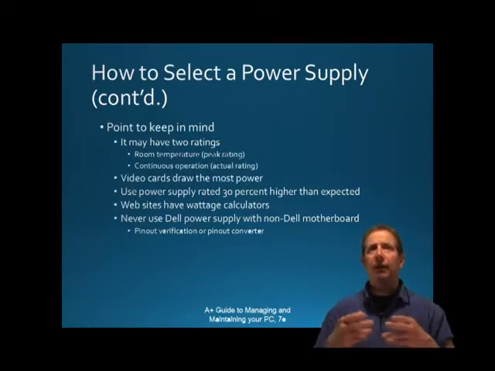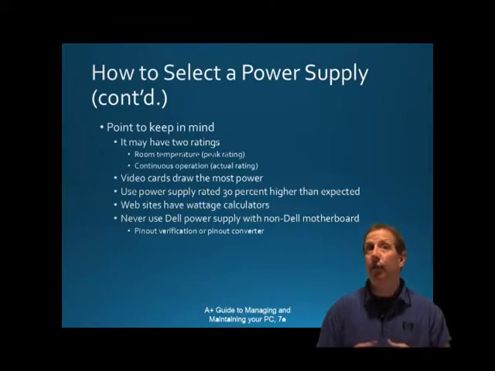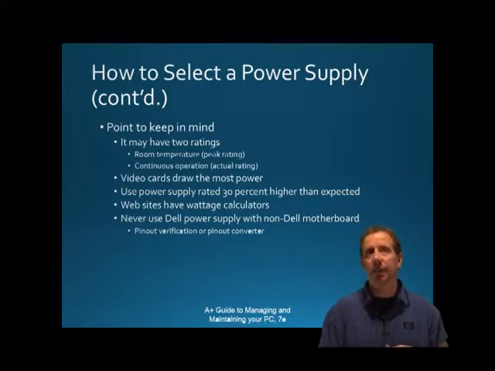For example, the Silencer 610 power supply by PC Power and Cooling is rated at 610 watts at operating temperature and continuous operation, but has a peak rating of 670.